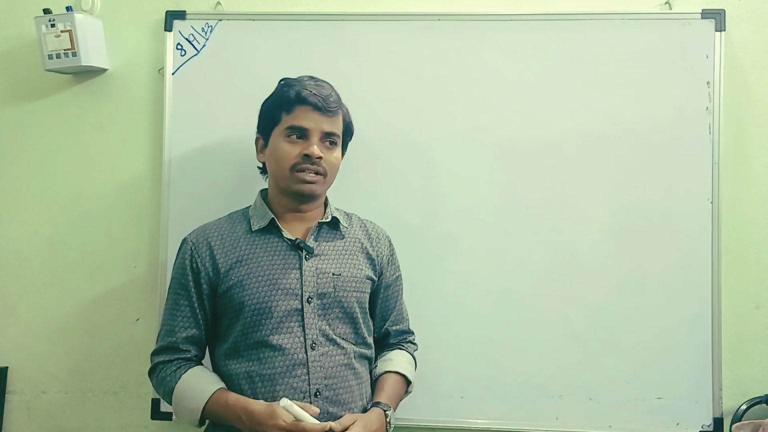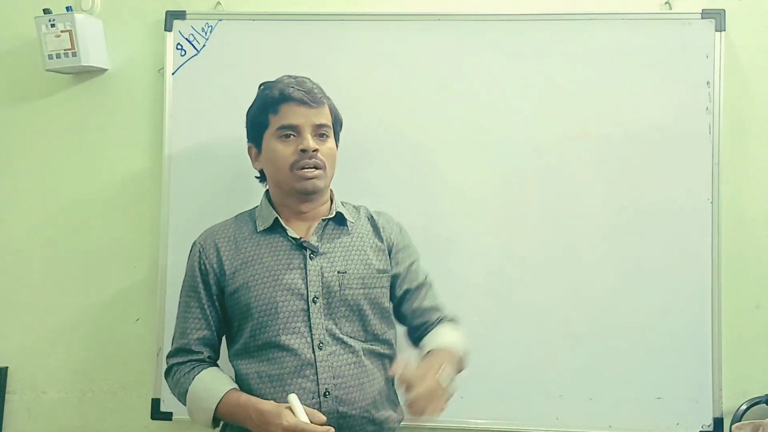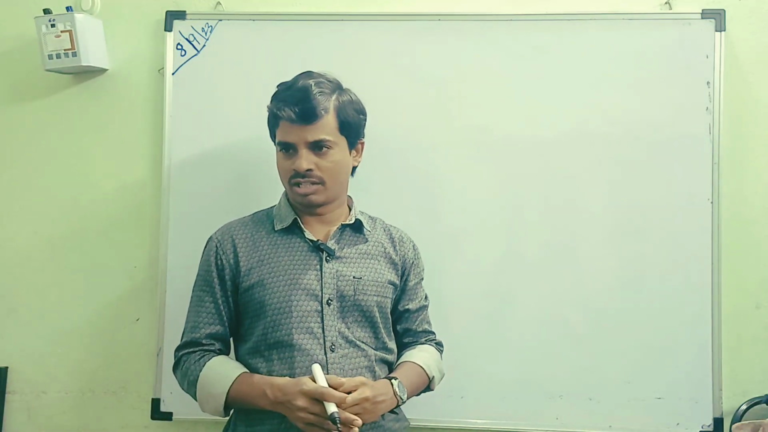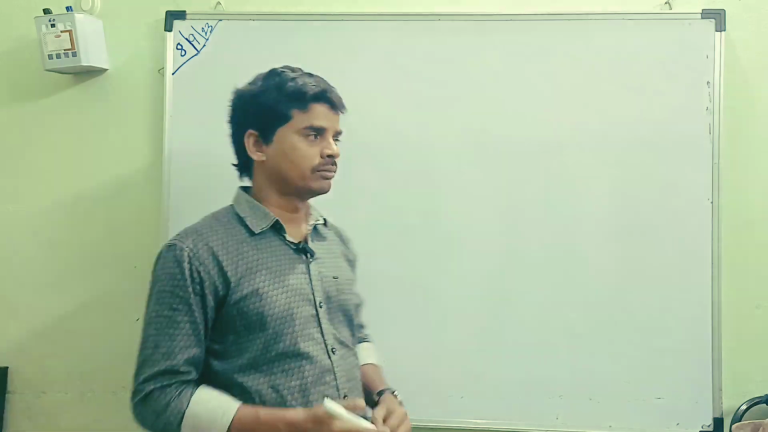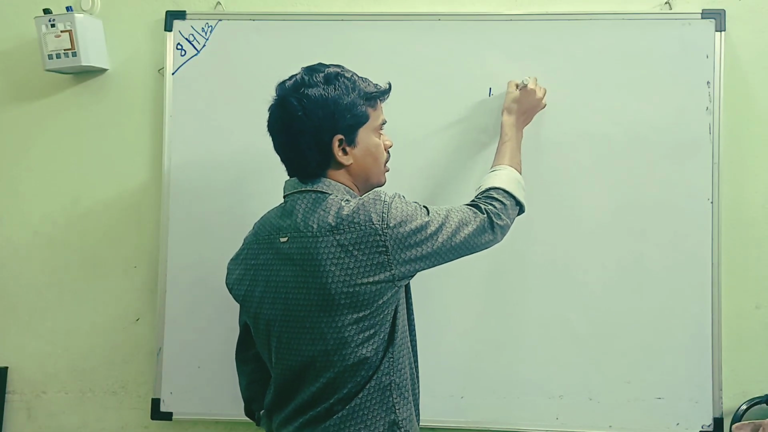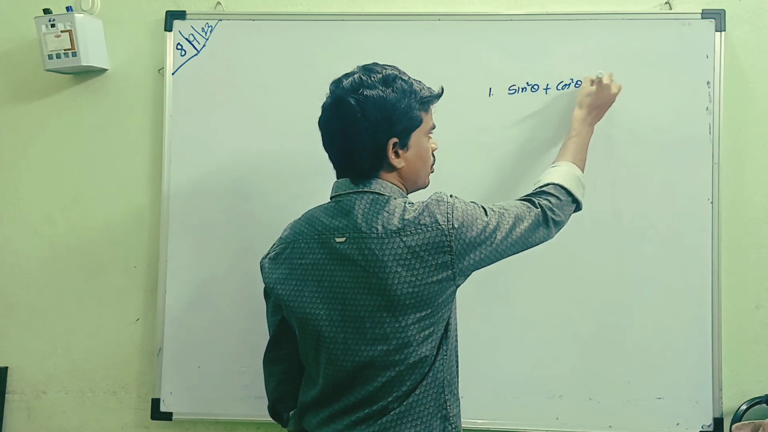So today our topic is trigonometric identities. First we will learn the trigonometric identities and then we go into the exercise. First identity, sin square theta plus cos square theta is equal to 1.